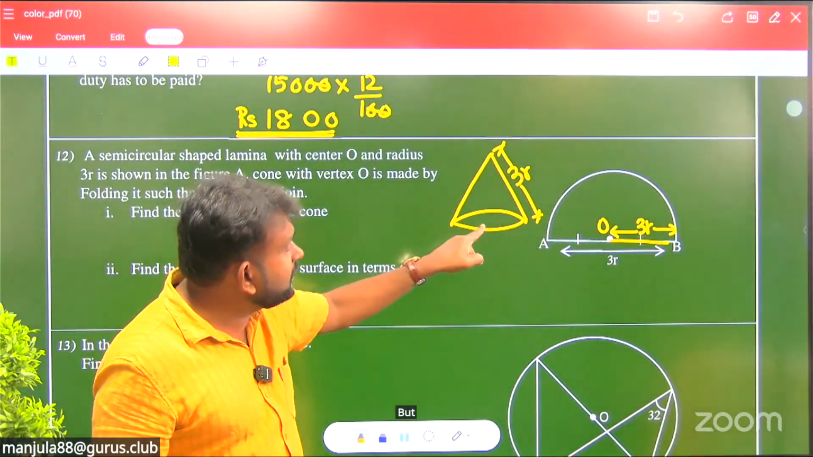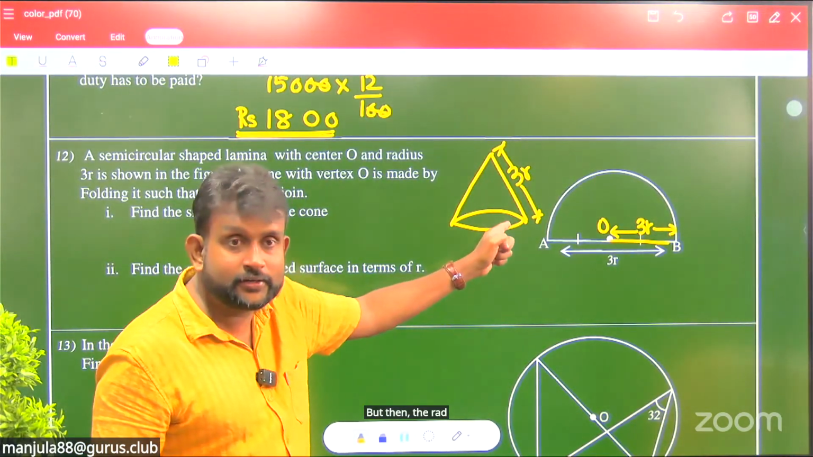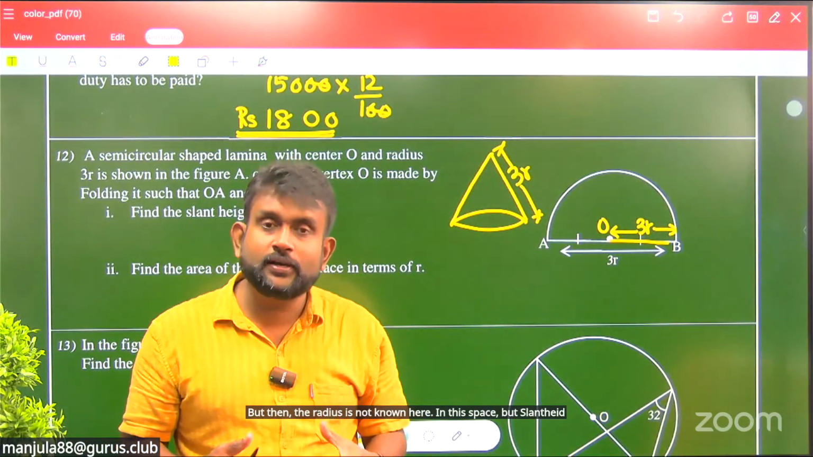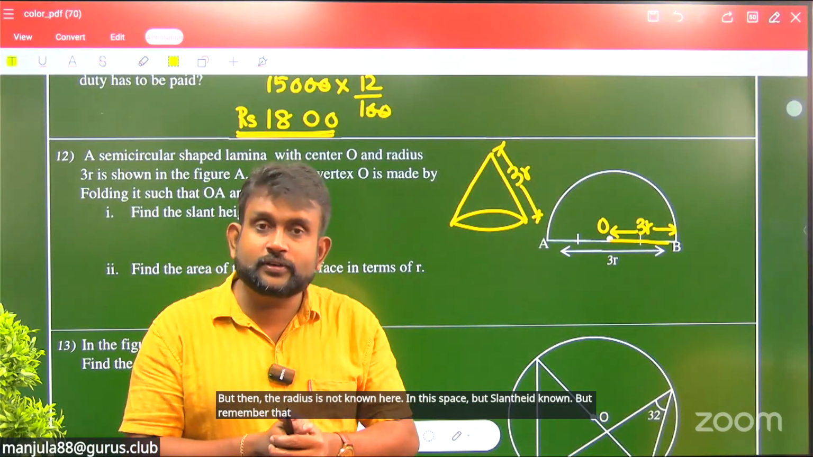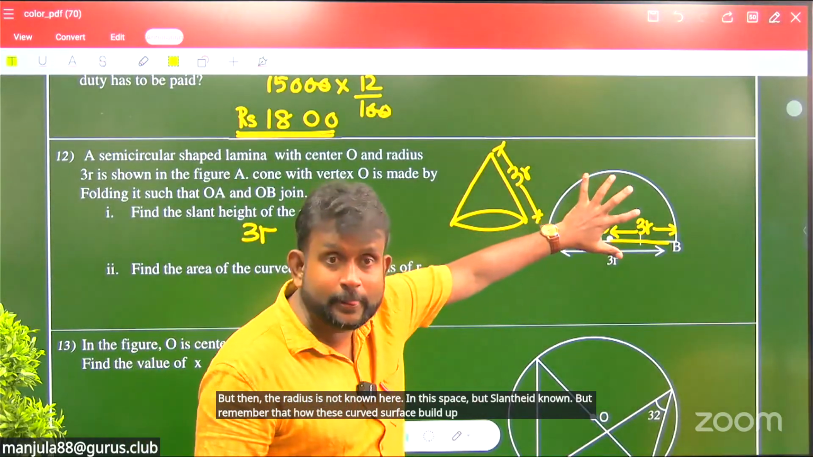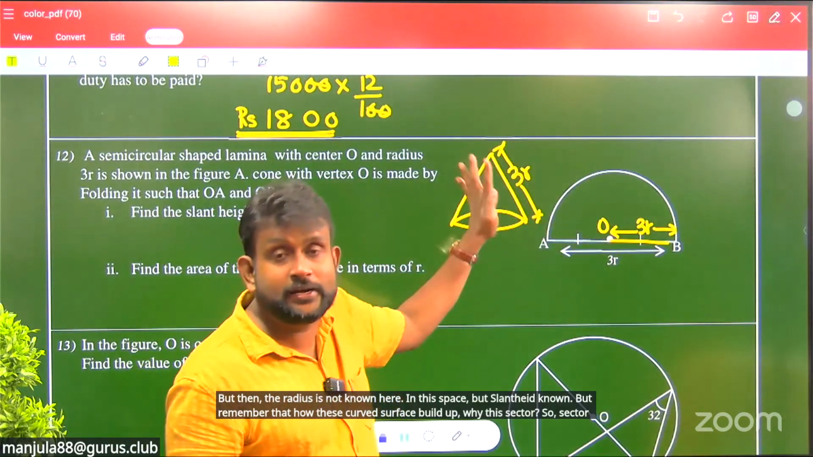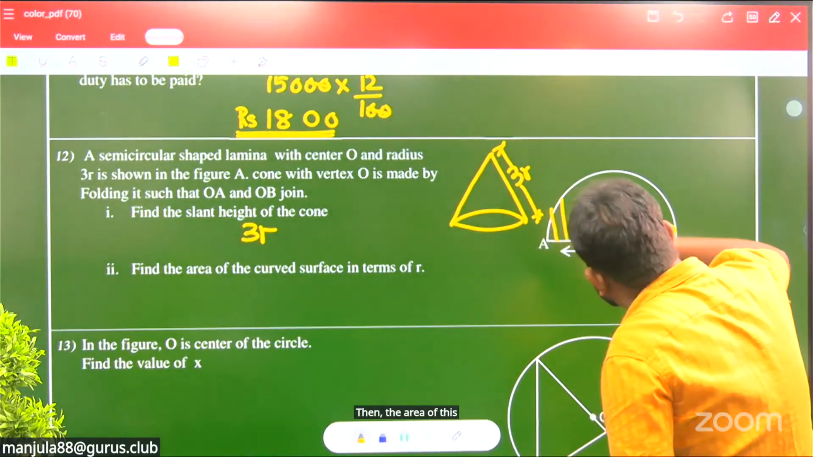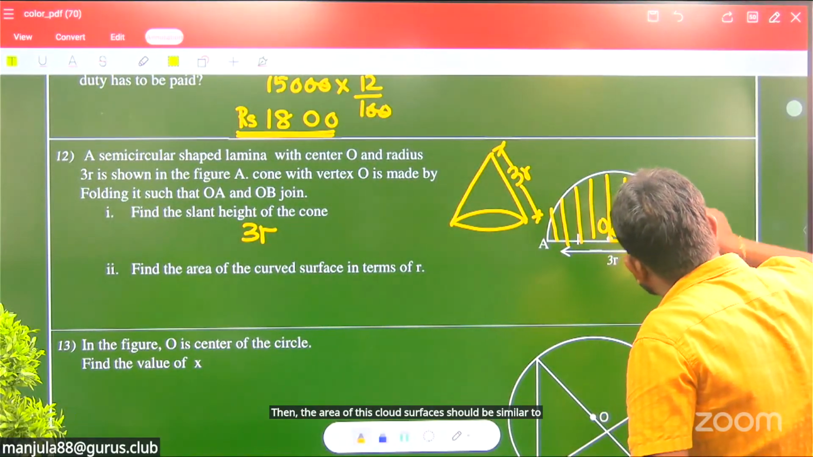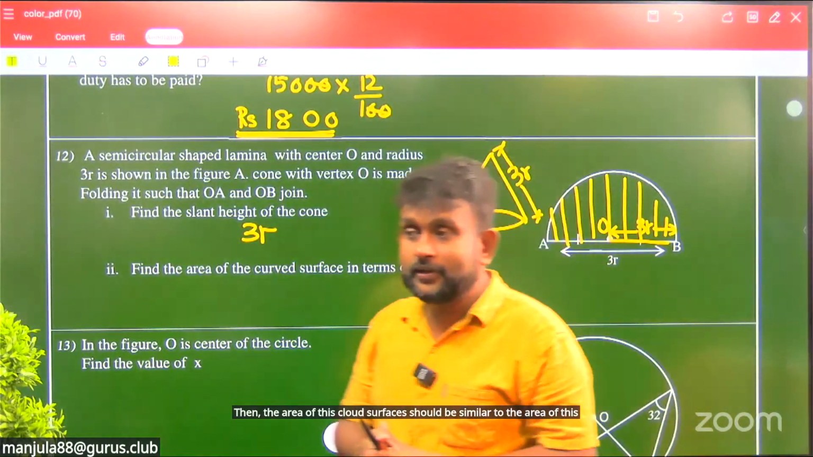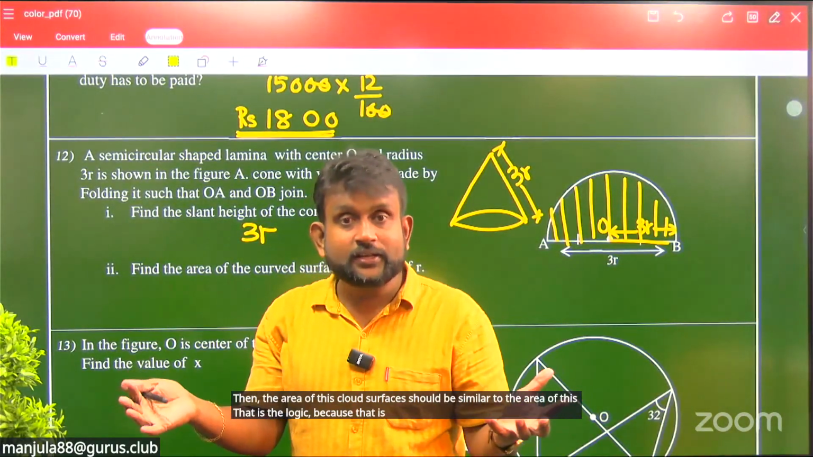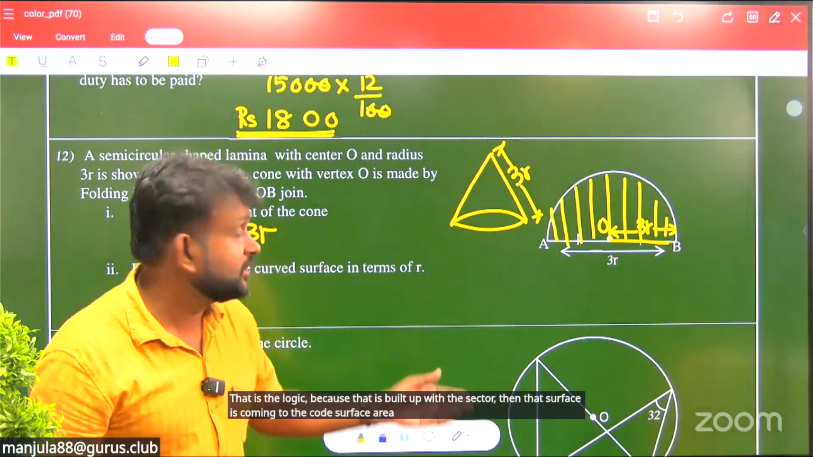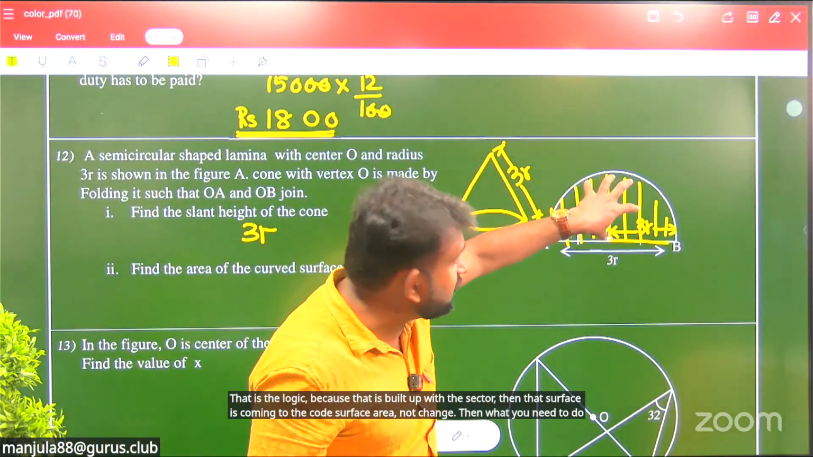But then the radius is not known here in this base, but the slant height is known. Remember how this curved surface is built up by this sector. So the sector is folded and builds up this one. Then the area of this curved surface should be the same as the area of this sector. That is your logic, because it is built up from the sector, so the area does not change. Then what you need to do is find the area of this sector.